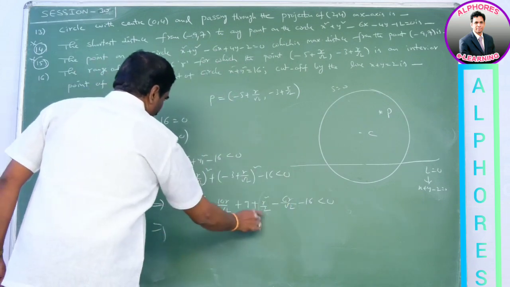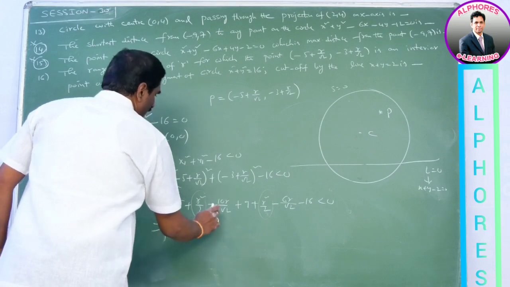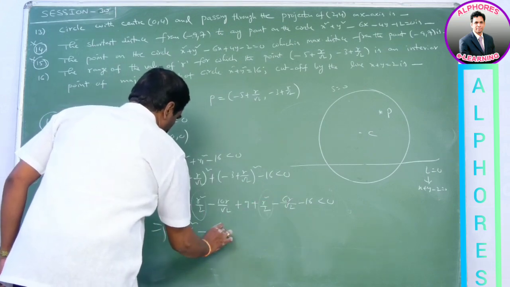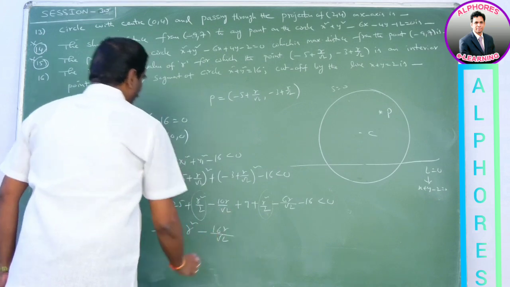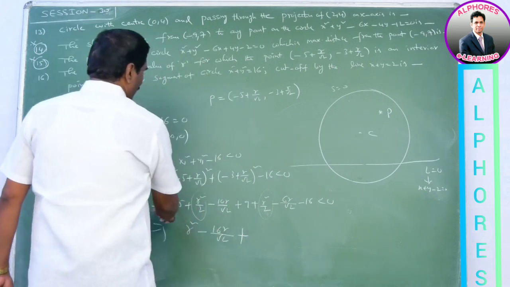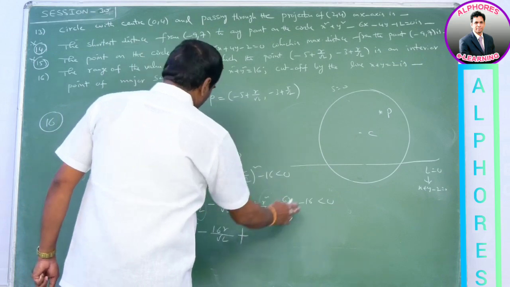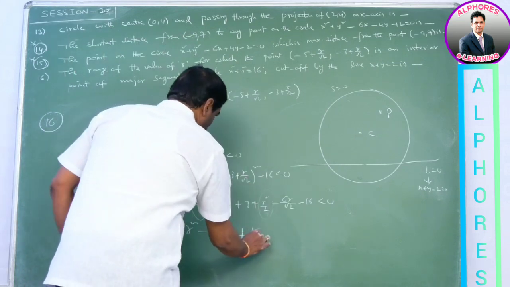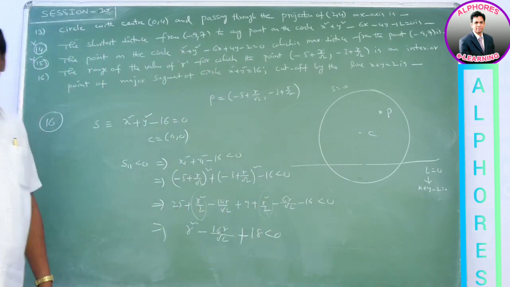R square by 2 plus r square by 2 means r square. Minus 10r by root 2 minus 6r by root 2 means minus 16r by root 2. Plus 25 plus 9 minus 16. That means 25 minus 16 is 9, plus 9, 18 less than 0.